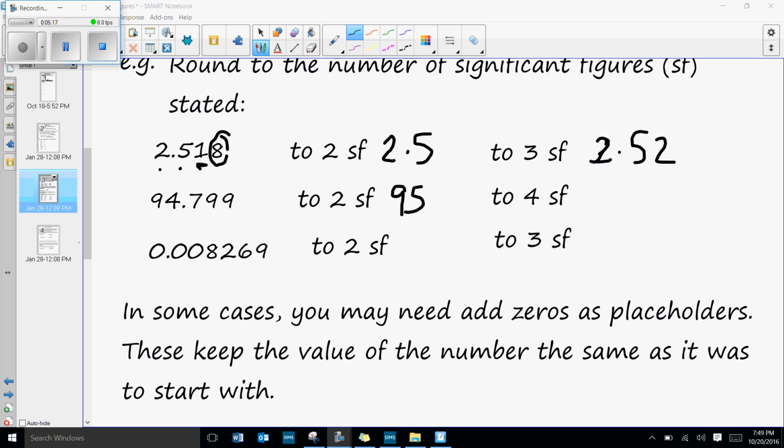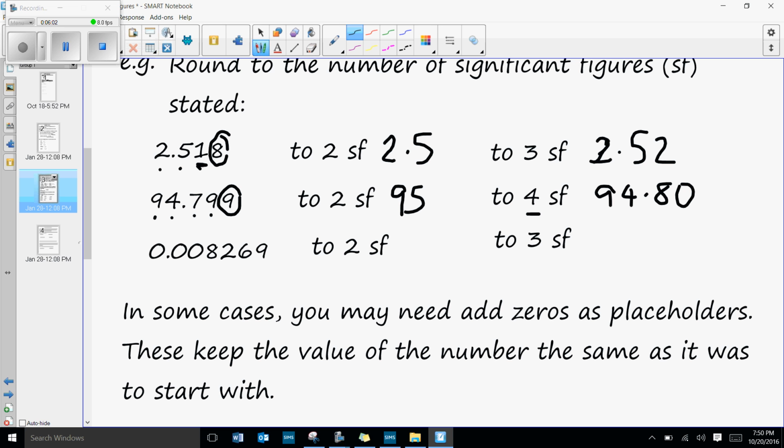Rounding the next one to 4 significant figures. 1, 2, 3, 4. Immediately to the right is a 9. Here, if we were to add 1 to the 9, it would become logically 10. In this case, as with the decimal places, we're actually having to increase the digit before. So in this case, the value would be 94.80. Note we need to put the 0 in because we need to have 4 significant figures, and we do have with the extra 0.